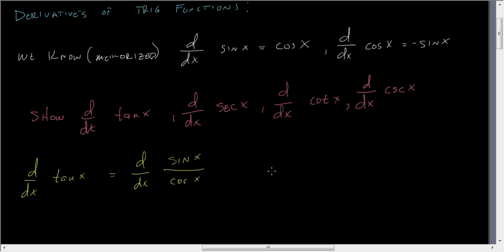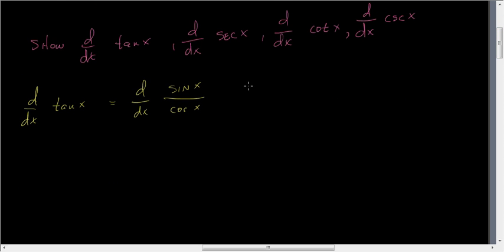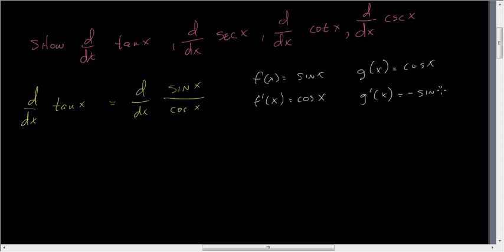Okay, so let's go ahead and take a look at this. Derivative of a quotient, and so we identify f of x is equal to sine of x. Its derivative is cosine of x. G of x is the bottom, which is cosine of x. The derivative of cosine is a negative sine. And we just simply run the quotient rule.